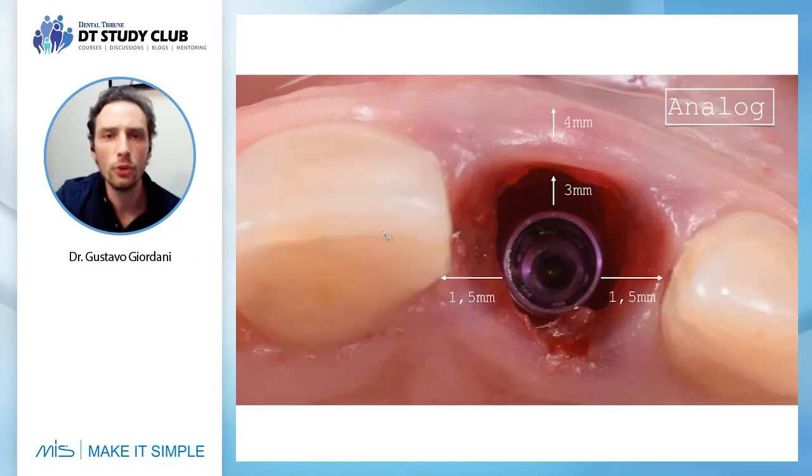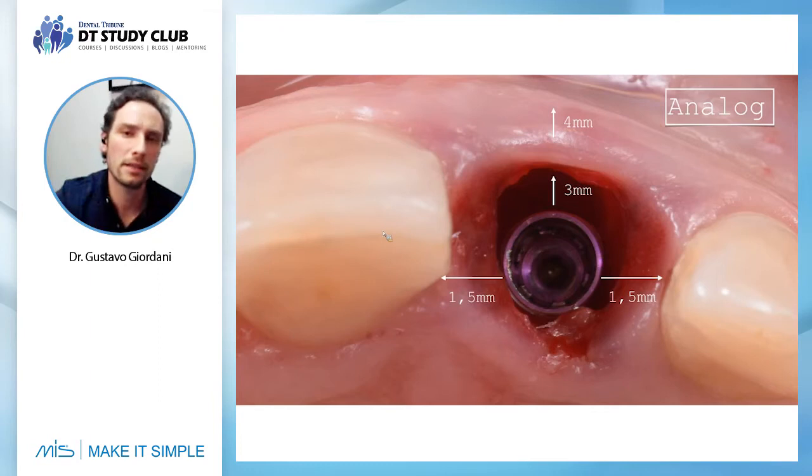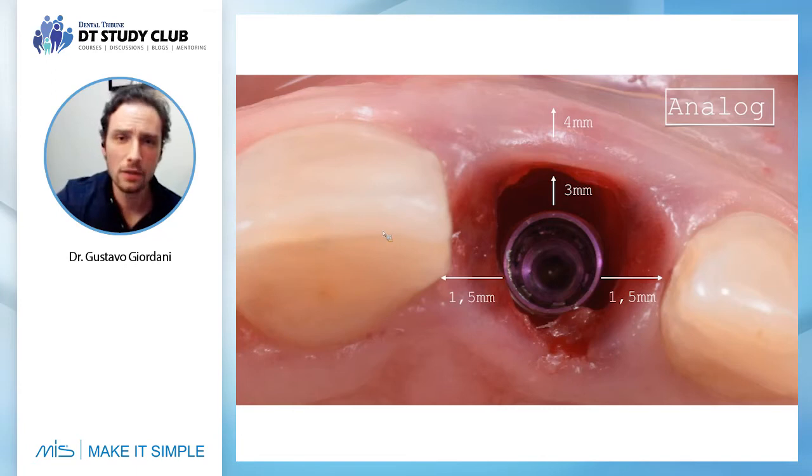What we usually do in the analog way is extract the tooth and place the implant freehand. And what are the measurements that we need to follow? We always need to be at least 1.5 millimeters away from the natural teeth, I mean, in the mesial to distal direction.